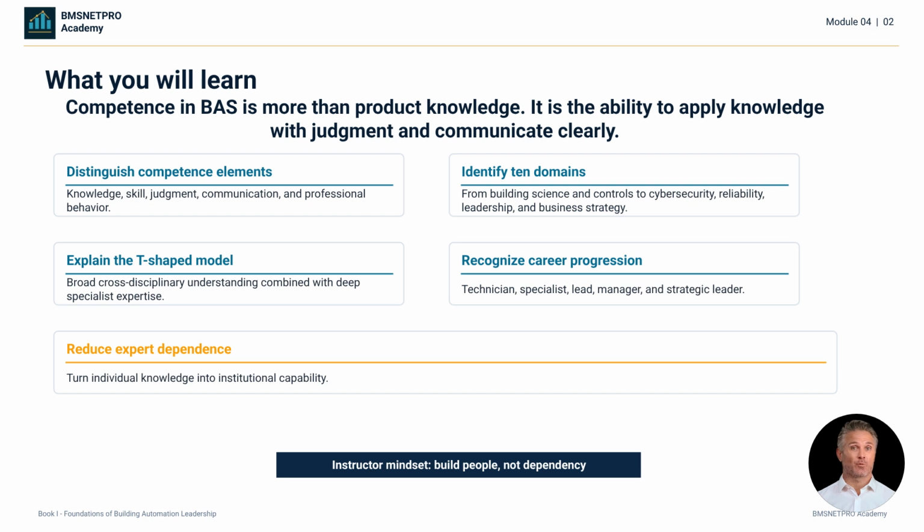By the end of this module, learners should be able to distinguish the 5 components of competence, identify the 10 BAS competency domains, explain the T-shaped professional model, understand career progression, and recognize the risk of depending on one expert. The goal is practical. Build a development plan that improves safety, reliability, team capability, and leadership readiness.